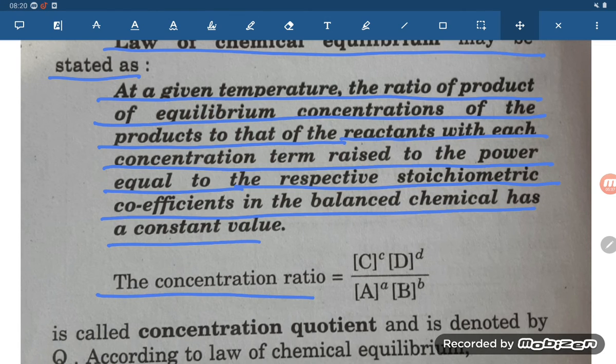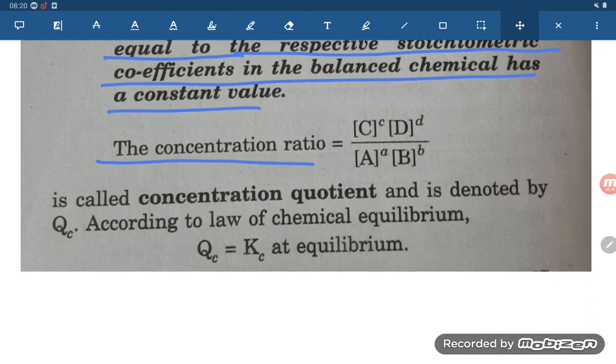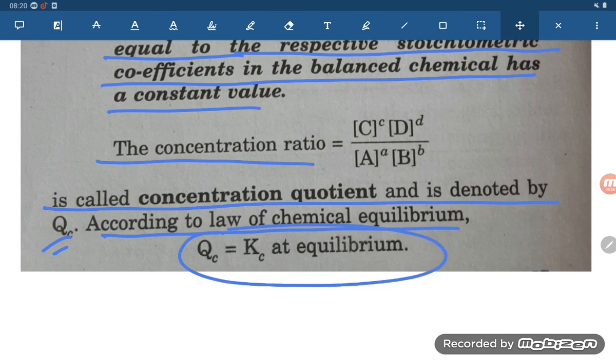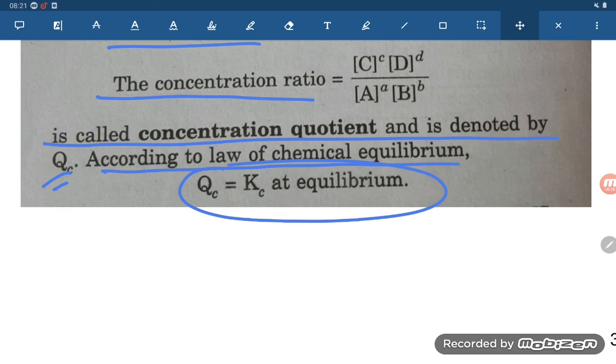That is, the concentration ratio [C] power c, [D] power d upon [A] power a, [B] power b is called the concentration quotient and is denoted by Qc according to the law of chemical equilibrium. At equilibrium, Qc is equal to Kc. So this is what the equilibrium constant is.